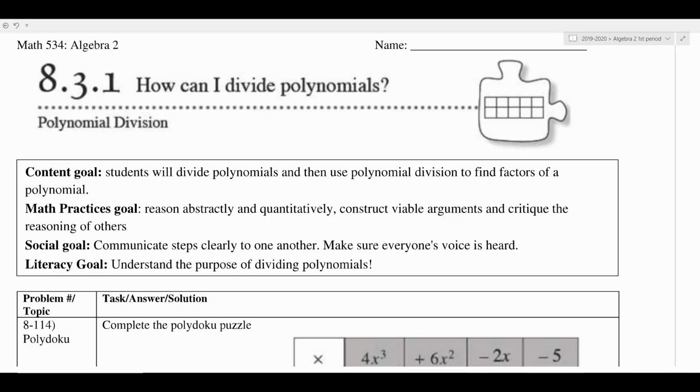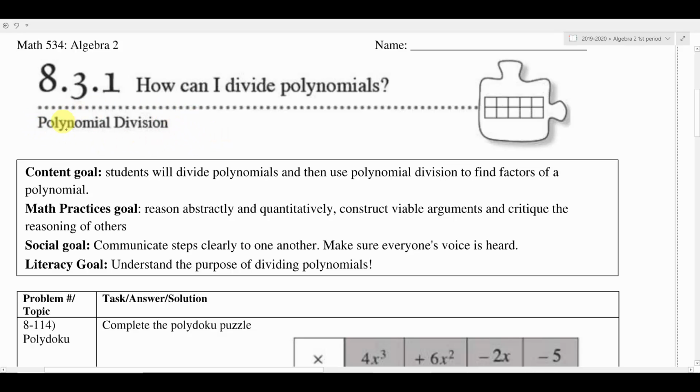Hey guys, welcome back. We are going to be continuing on in the chapter to section 8.3.1. And you might have noticed from the title of the notes, it says, How can I divide polynomials? So we're actually going to be moving away from complex numbers for the time being, and we're going to focus on this idea of polynomial division.